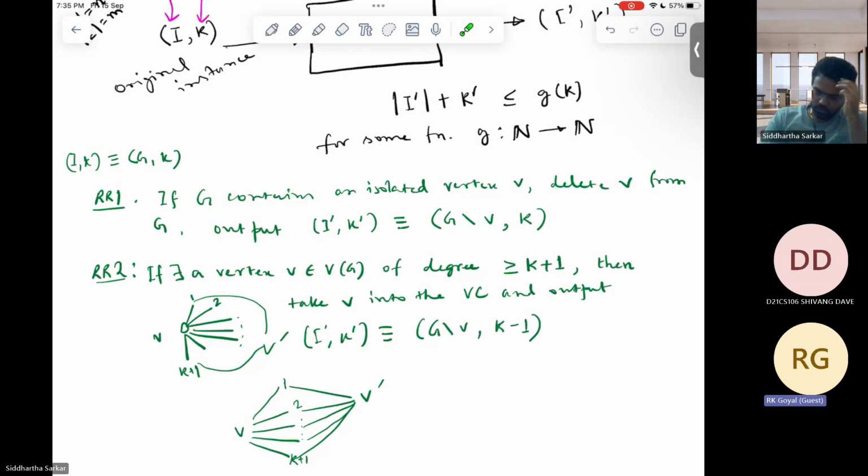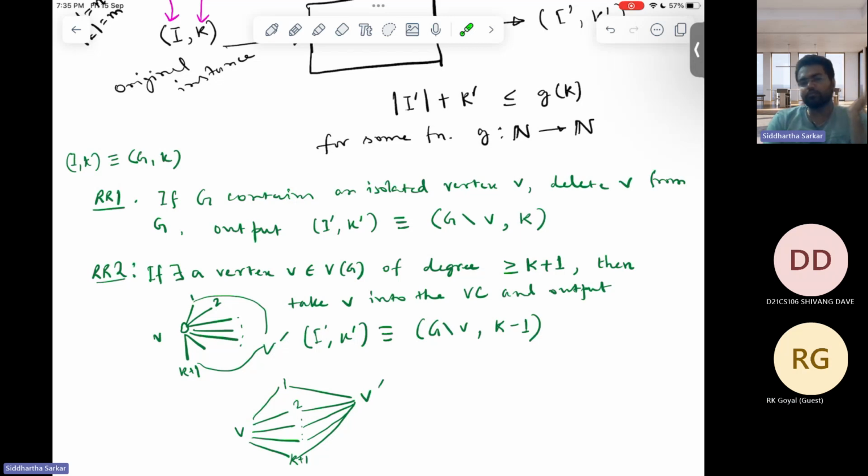Yes. So this vertex whose degree is greater than or equal to k plus 1 has to be taken. But apart from this vertex v, there would be other vertices as well. So therefore, in the right hand side, you wrote this value as k minus 1. Yes, correct. So now we are done.